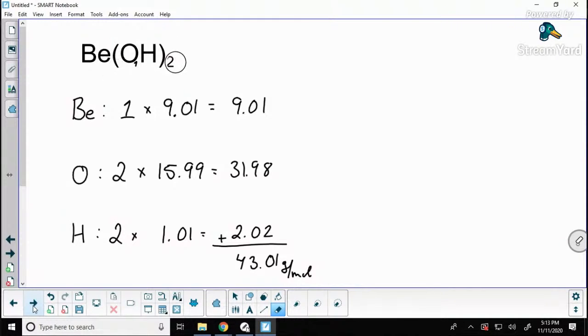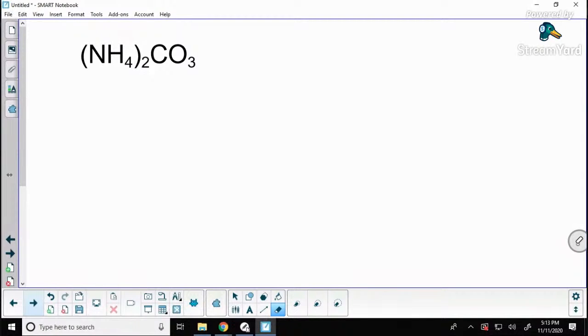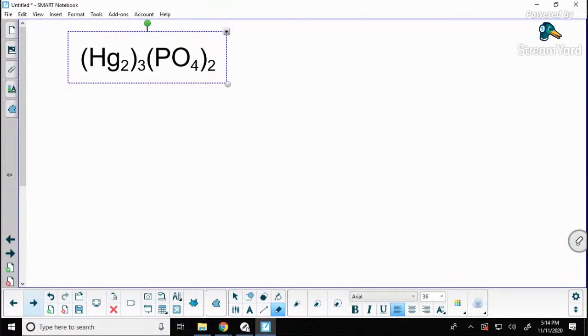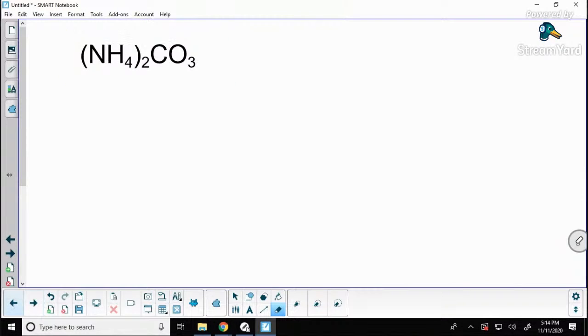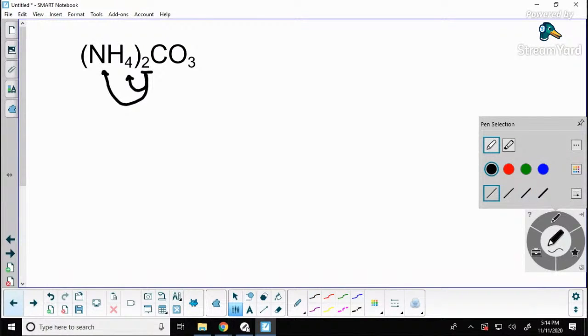So this is how you would incorporate these parentheses. Simply factor through. And you can have parentheses on either the first component or the second component, or you can have them on both components. Either way, you're going to take and factor through that value to each element that's within that set of parentheses.